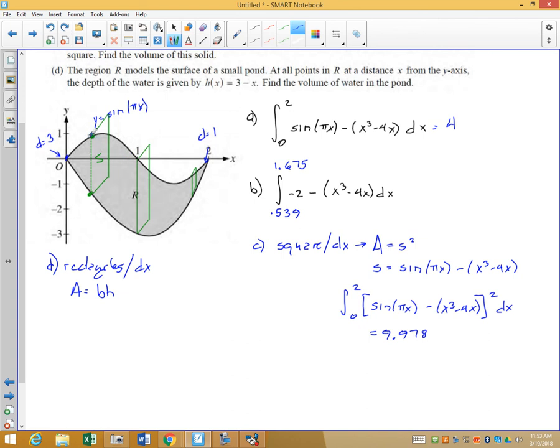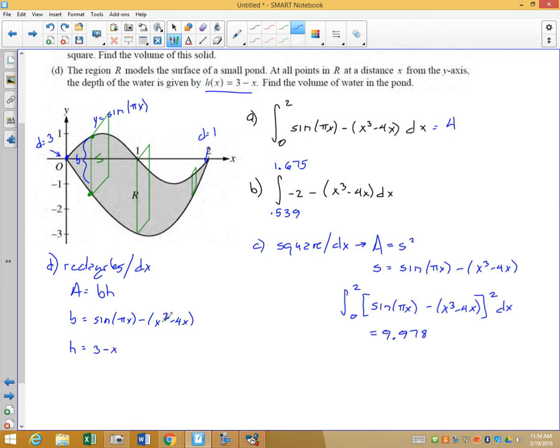So I would consider that dimension the base, right? That distance is your base, and that's the same as the side length for the square. So sine pi x minus x cubed minus 4x, right? And what about the height of that rectangle? Yeah, that's what they gave you up here. The height is 3 minus x.